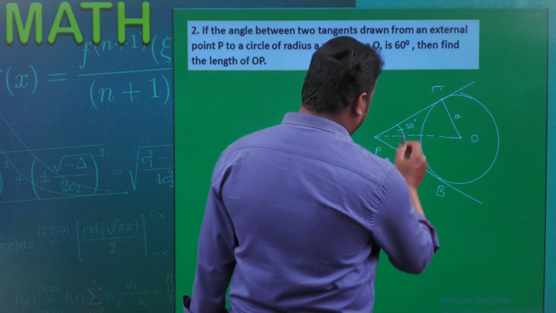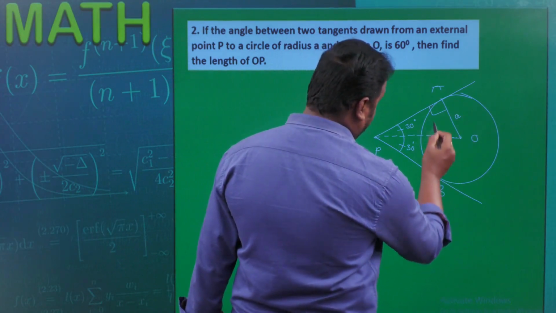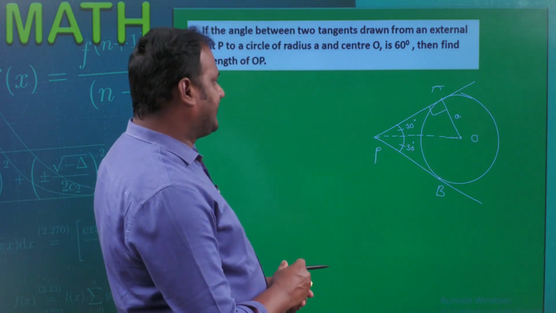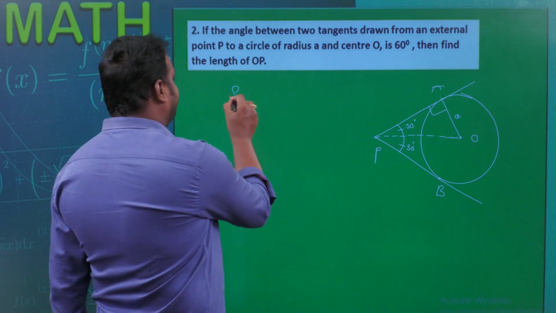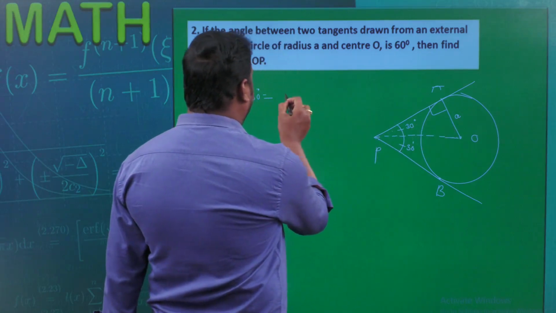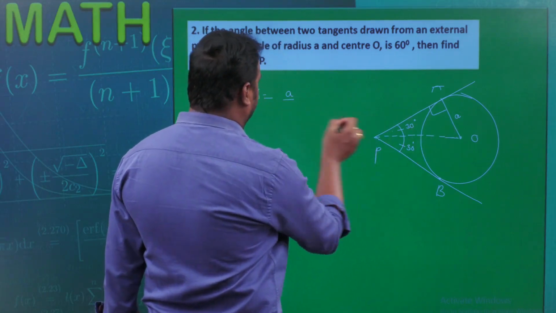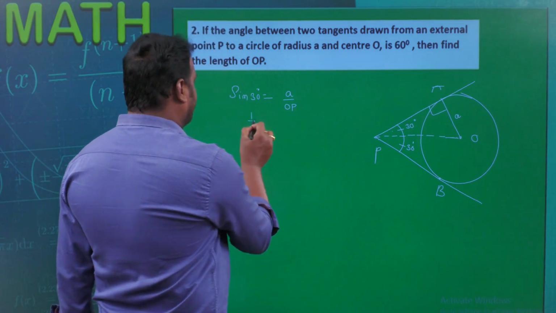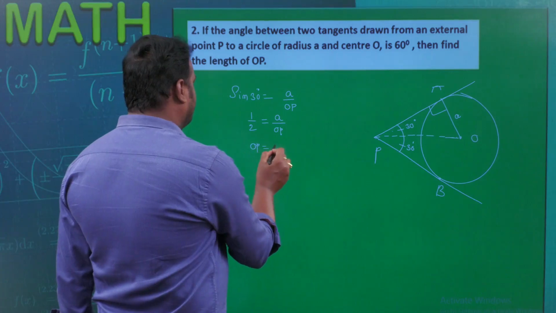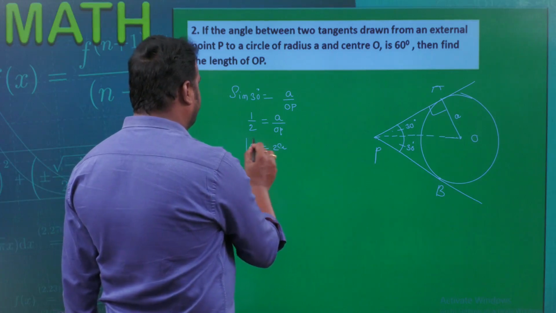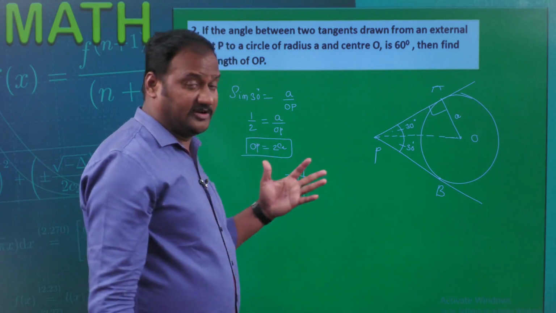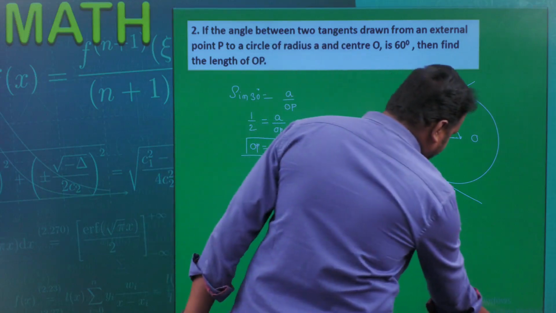This is the length of OP. This is A and this is 30 degrees and it is already 90 degrees. This is what we want. Why don't we apply sine 30 degrees? Sine 30 degrees is equal to the side opposite to 30, which is small a, divided by the hypotenuse OP. Sine 30 is equal to 1 by 2 is equal to a divided by OP. Therefore, OP is equal to 2 times small a. That is, 2 times the radius is the length of OP. This is a very simple problem, but it was given for 5 marks.